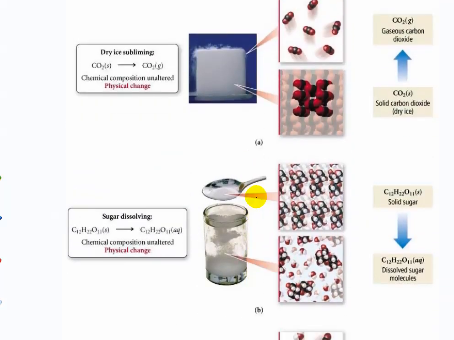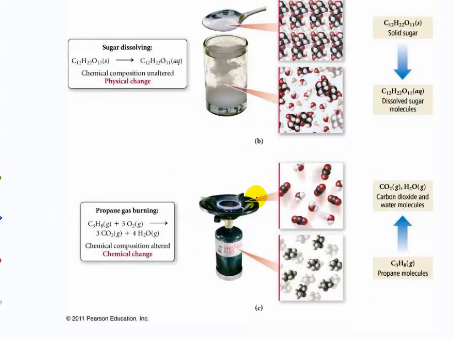Okay, and then sugar dissolving, same thing. You put sugar in water, you don't see it anymore, it looks different, looks like some chemical reaction has occurred, but the sugar is still intact. It actually hasn't broken up, it's still there, just very much separated with water molecules in between. So a physical change. And then here's a chemical change, propane gas burning.